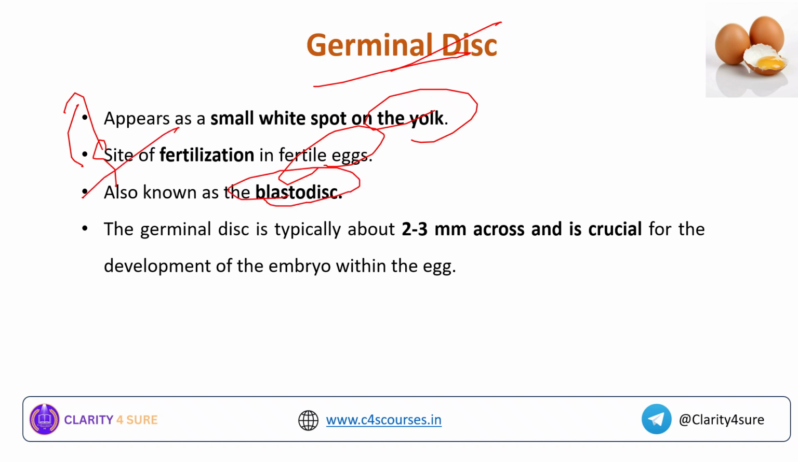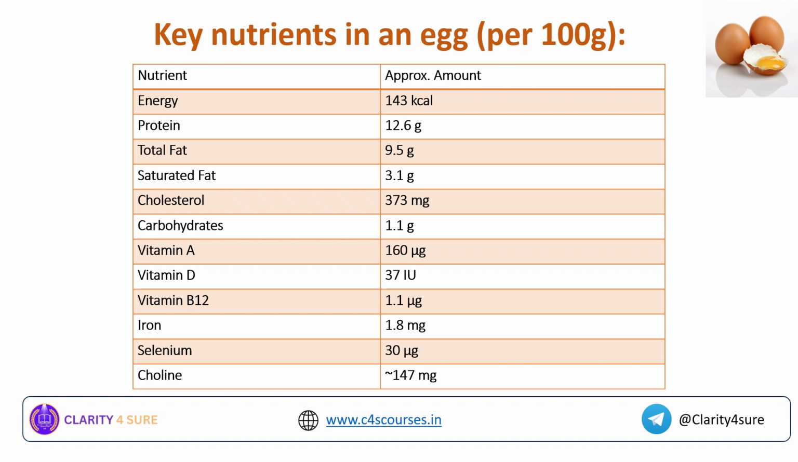It is typically around 2 to 3 millimeter across, and it is crucial for the development of an embryo within an egg. For example, if an egg is going to be fertilized, germinal disc is the point where the fertilization of the egg occurs. It is also known as blastodisc. Okay, I hope this germinal disc is clear to you now. So these are all the important constituents of an egg, and these are all the important points which you should note. Whatever points we have discussed are important from your exam point of view.